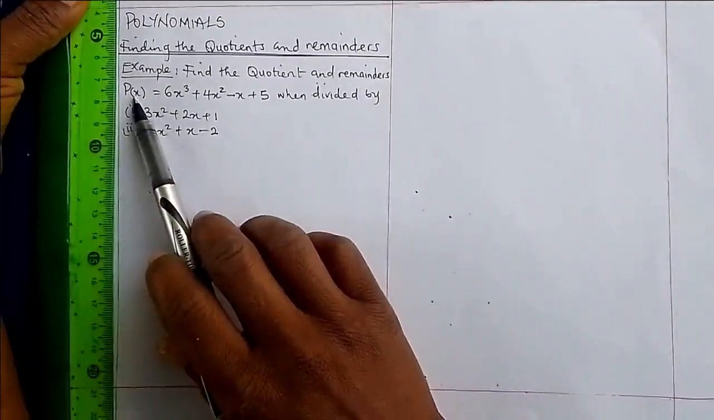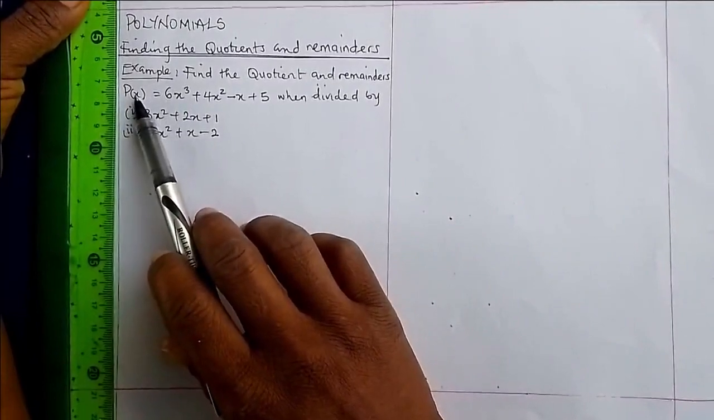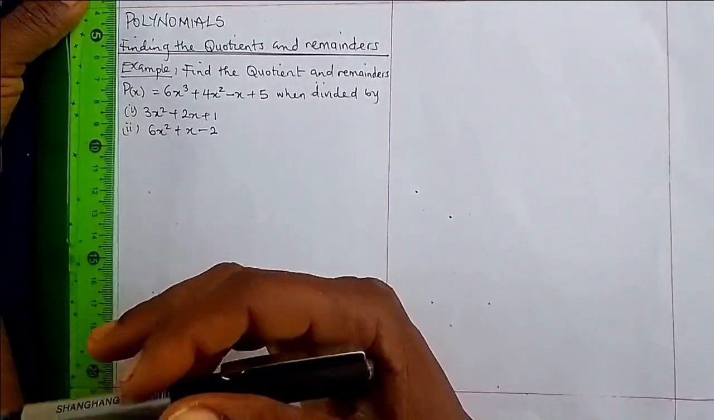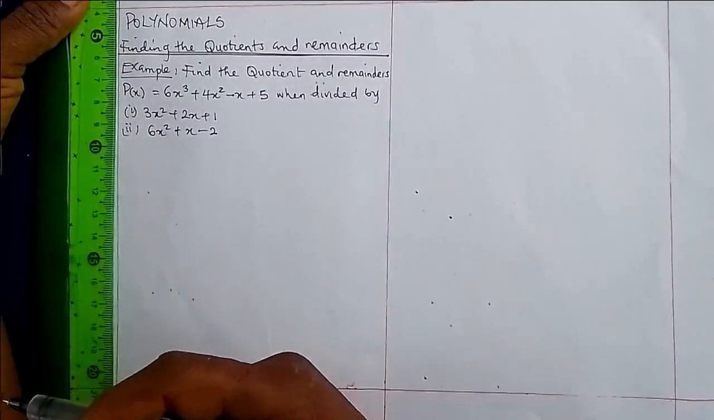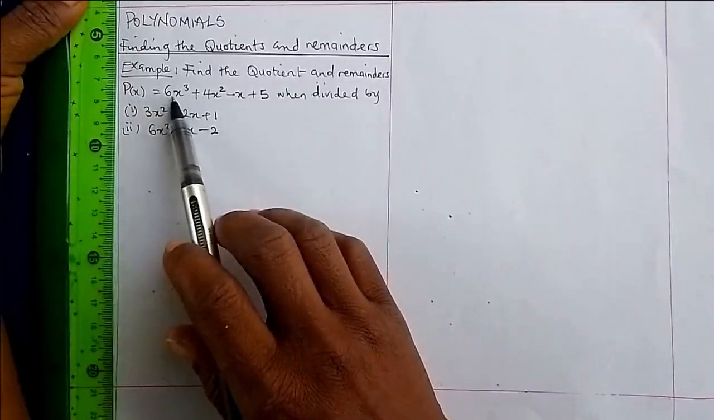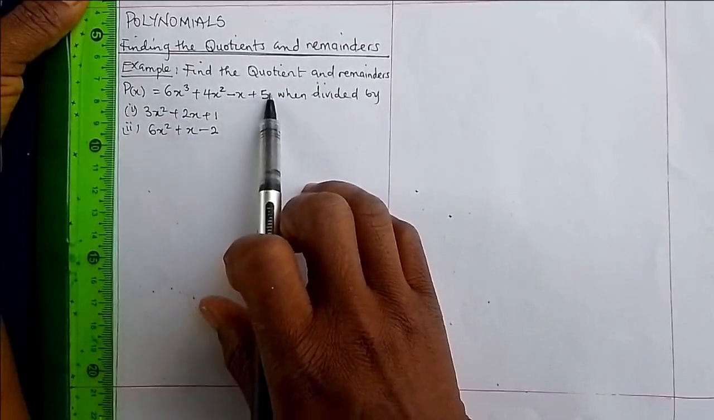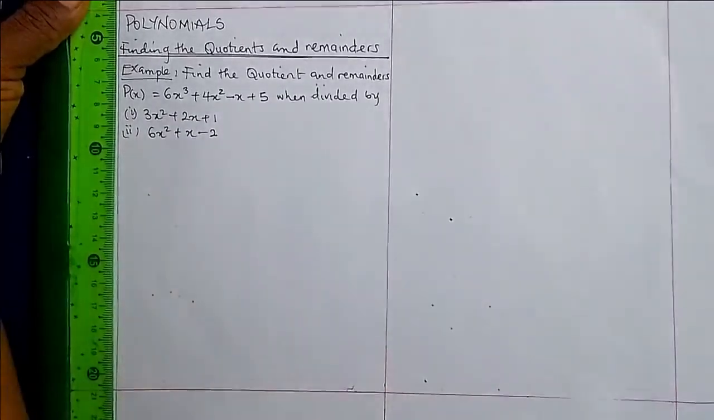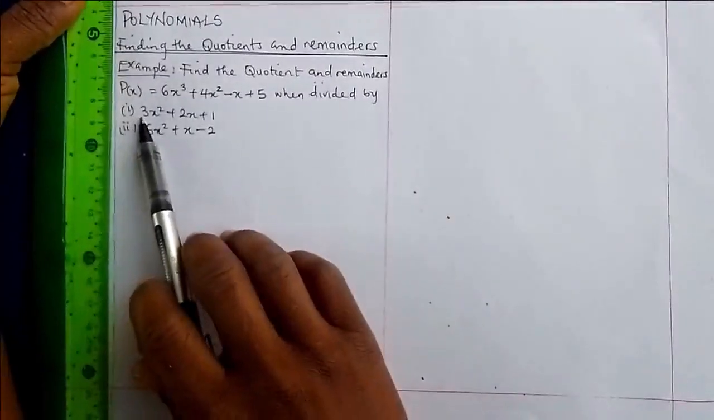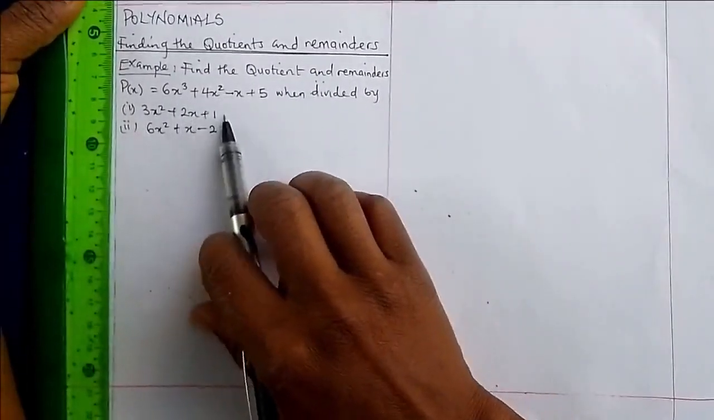If we are given P of x, remember we are not given P1 of x, because it's just one polynomial question we are given. That's why others, when they are given more than one, will label them P1 of x or H1 or F1. P of x is equal to 6x^3 + 4x^2 - x + 5. That's the polynomial given when they are divided by the first one, which is 3x^2 + 2x + 1.